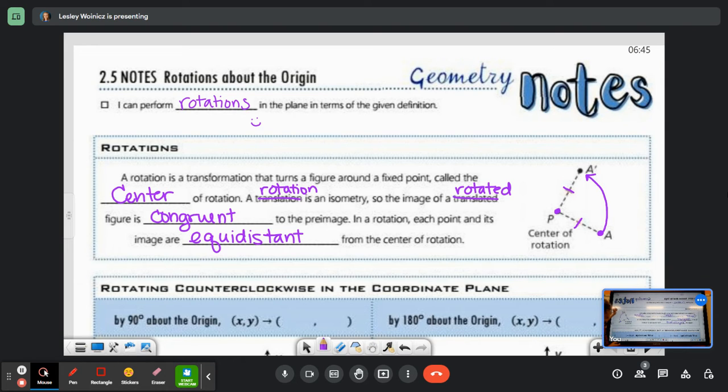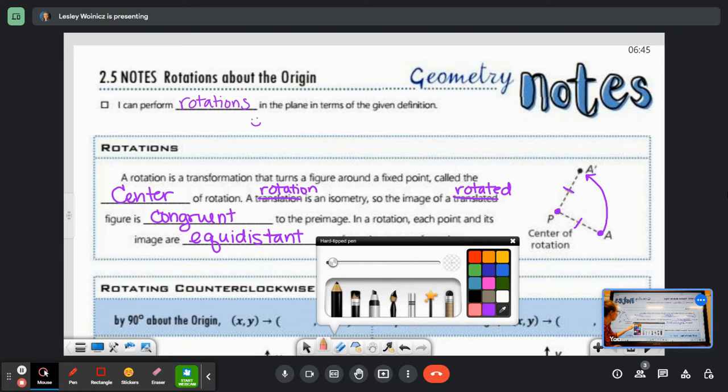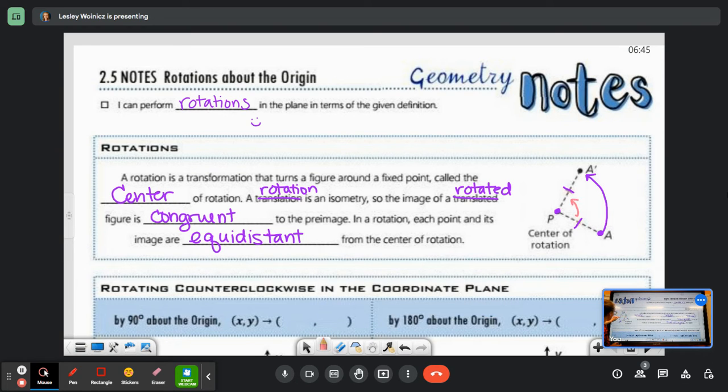Okay, one more thing. I need to tell you guys this. This right here, I don't know why I didn't use the purple arrow. It's just early. Okay, so this right here is the angle of rotation. Oh, here, it has a name. This is angle AP prime. So angle AP prime is the angle of rotation. That's a lot of arrows, sorry.